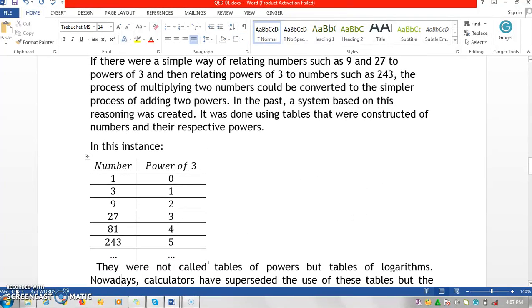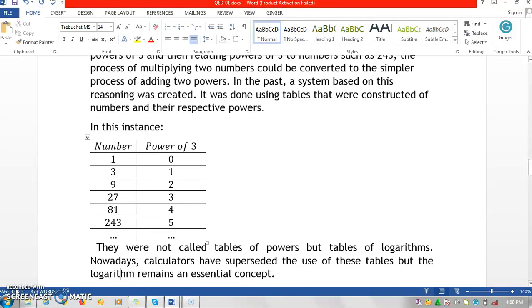So look at what we have here. Number is 1, the power of 3 is 0. So 3 raised to the power 0 gives us 1. 3 raised to the power 1 gives us 3. 3 raised to the power 2 gives us 9. 3 raised to the power 3 gives us 27. 3 raised to the power 4 gives us 81. 3 raised to the power 5 gives us 243, etc.